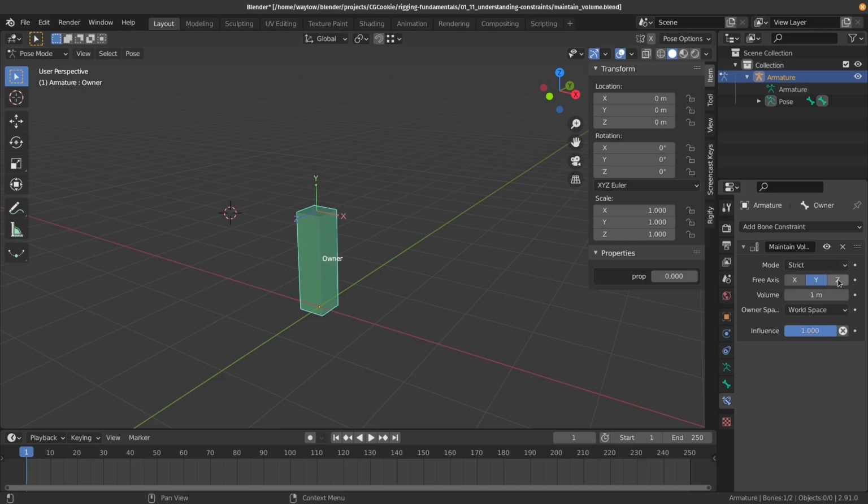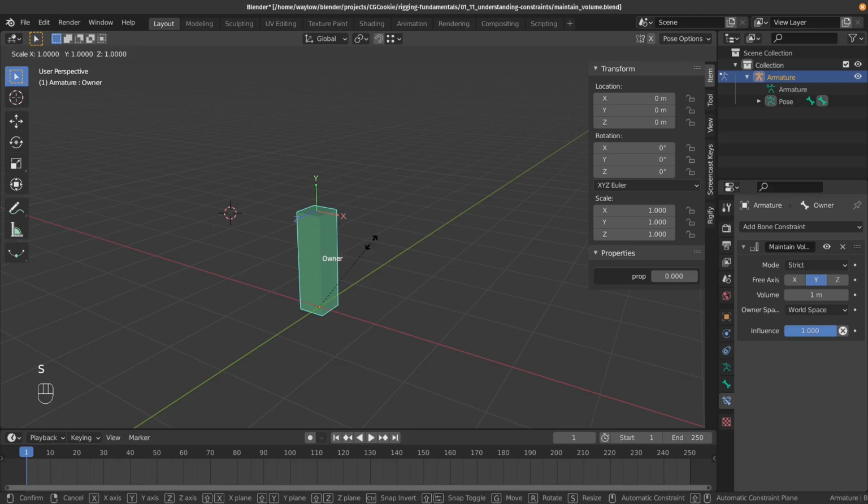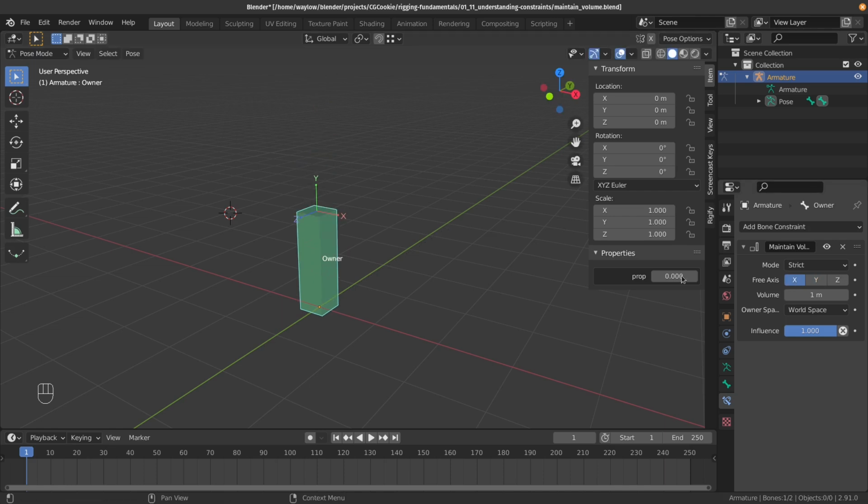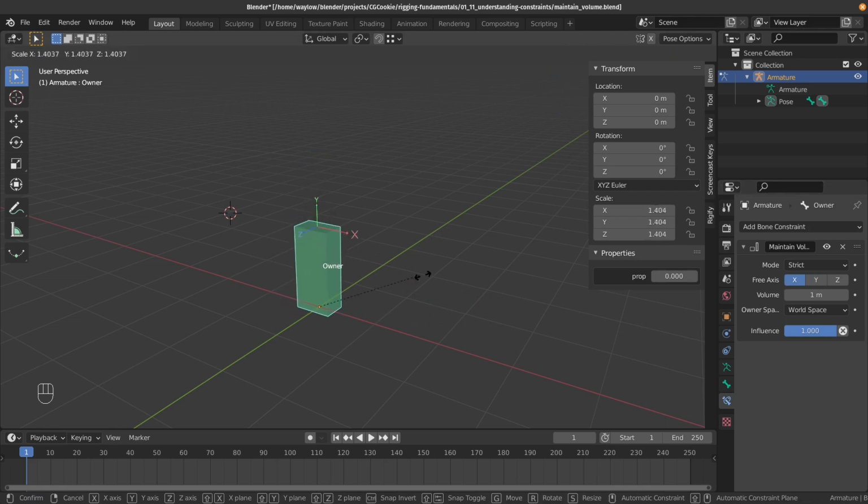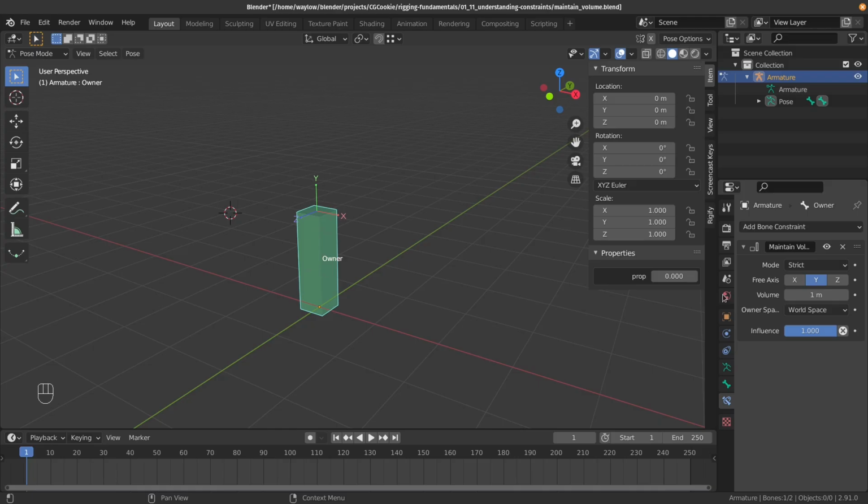And at the moment the free axis is set to the Y, which is the length of the bone here. So that means when we scale our bone, it's going to stretch along that Y axis, and the other two axes are going to squash and stretch to maintain the volume. And you'll find it's most useful on the Y axis, in my opinion. So let's have a look at the modes.